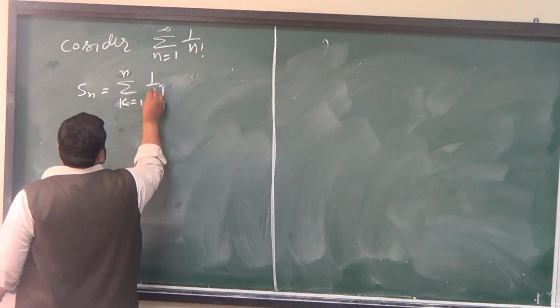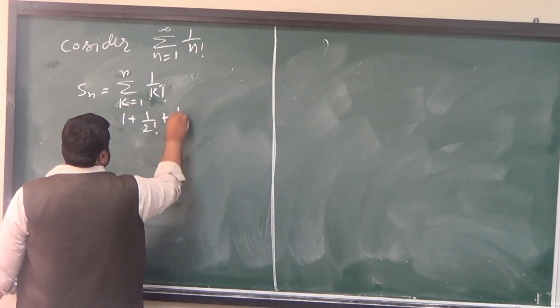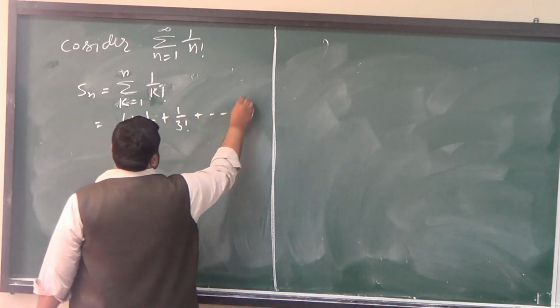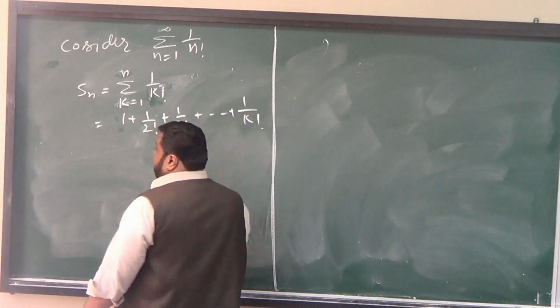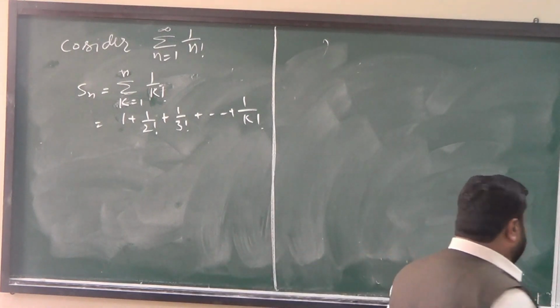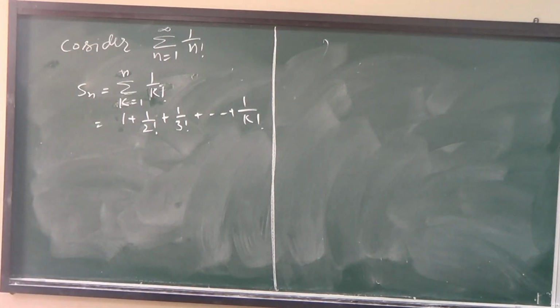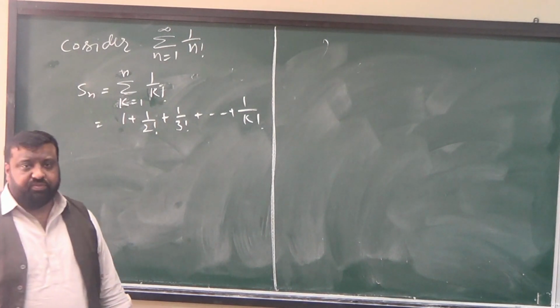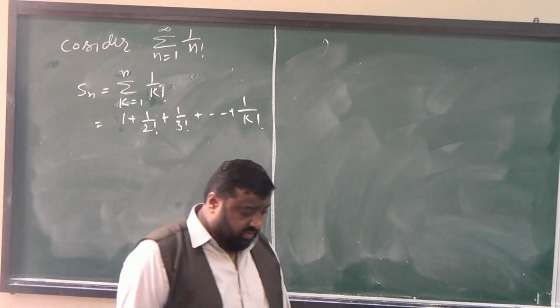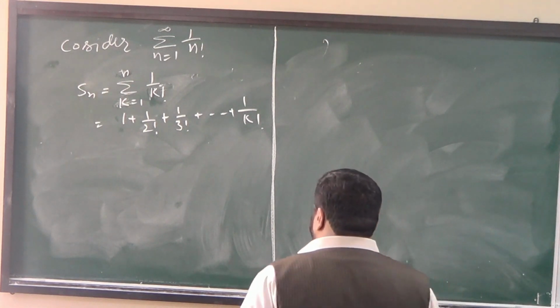So give me a series which is bigger than each of these terms. Otherwise, this is 1 plus 1 over 2 factorial. Can you give me a series which is strictly bigger than this, and it is convergent as well? One over n.